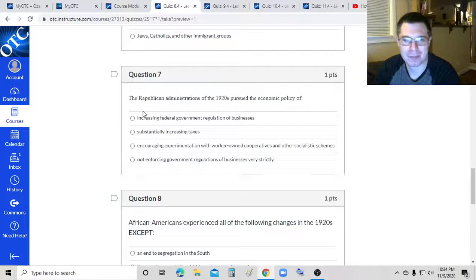Question 7. The Republican administrations of the 1920s pursued the economic policy of increasing government regulation of business? No. Increasing taxes? No. Encouraging worker-owned cooperatives, socialistic schemes? No. Not enforcing government regulations of businesses very strictly? Yes. They went back to a more free market approach, as did businesses themselves, with the encouragement of the business lobby. Like I said.